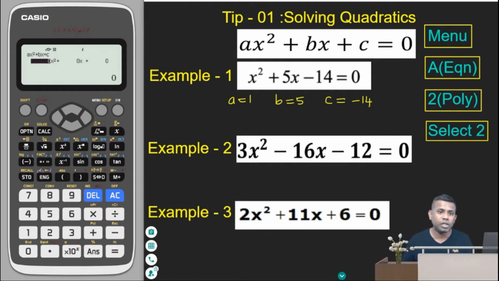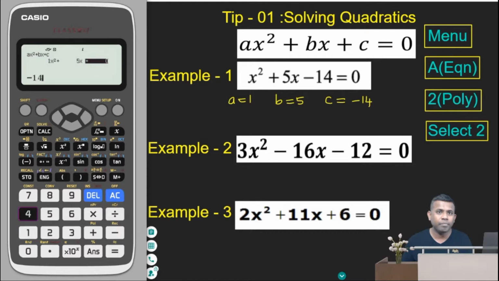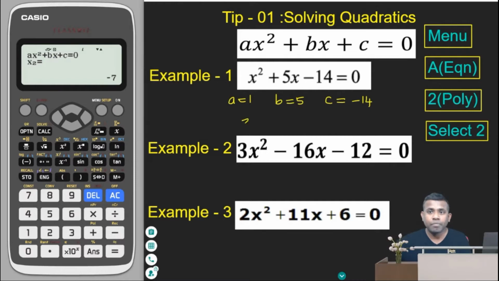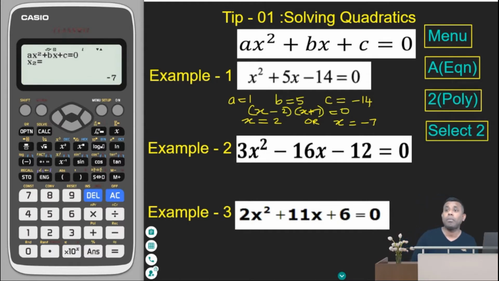By entering these numbers into the calculator, A as 1, B as 5 and C as minus 14, and pressing equals, you get the answer x1 is 2 and x2 is minus 7. So x equals 2, x equals minus 7. If you want to put that in factorized format, it has to be x minus 2 and x plus 7 equal to 0. That's the answer, x equals 2 and x equals minus 7.